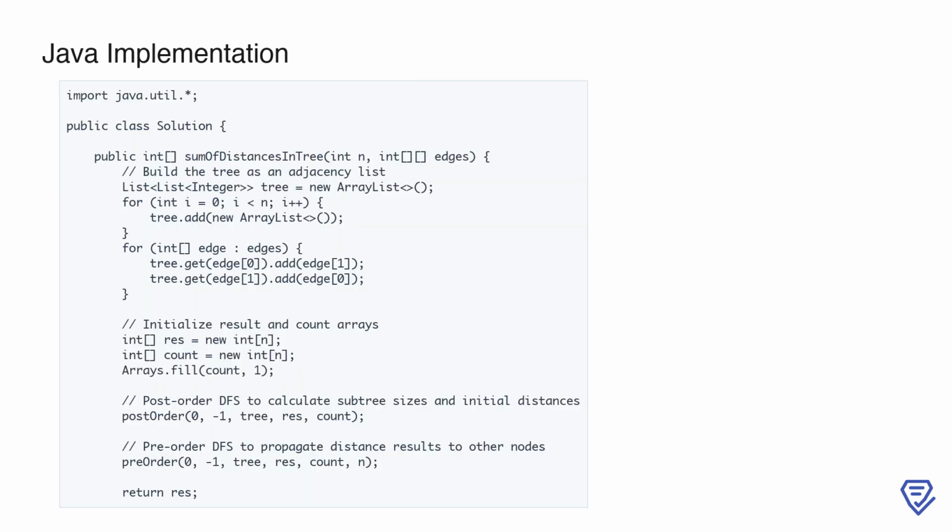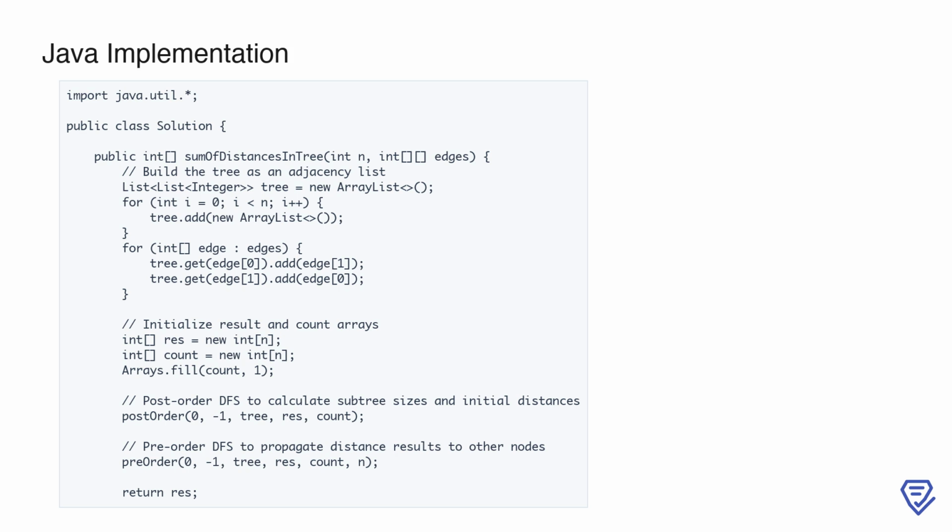Here, we start by defining the Java implementation of the solution. The method sumOfDistances takes the number of nodes, n, and an array of edges as input. First, we construct the tree as an adjacency list. This representation helps us access the neighbors of any node efficiently. We initialize an empty list for each node, and then, for each edge in the input, we add the corresponding connections to the adjacency list.